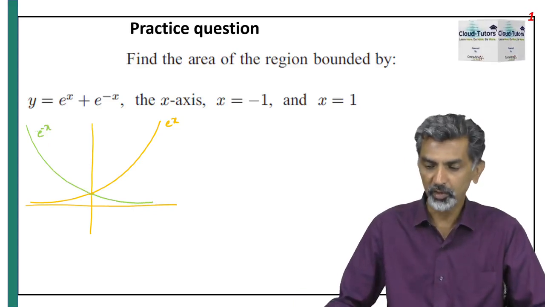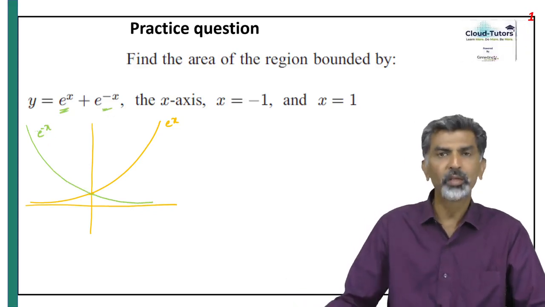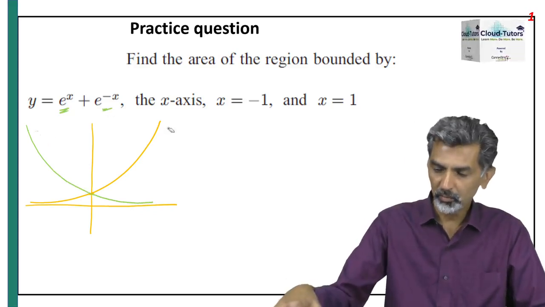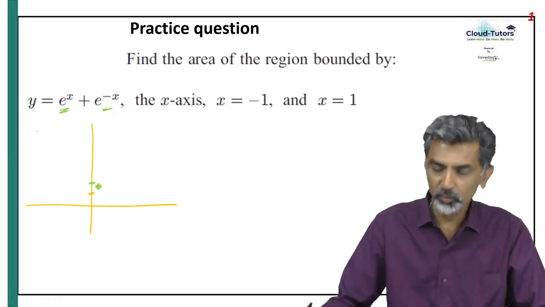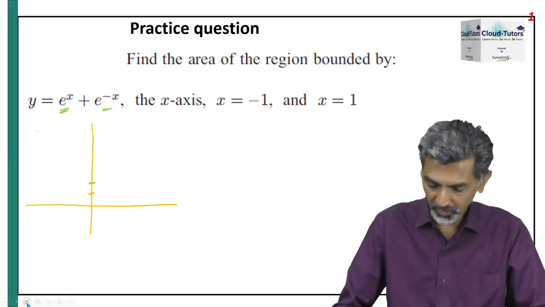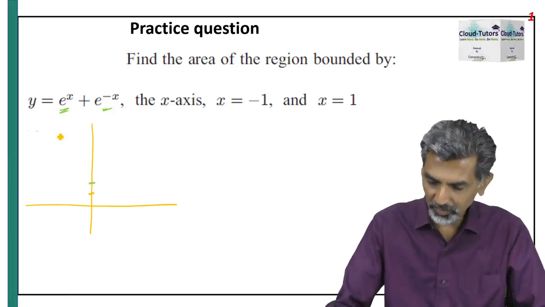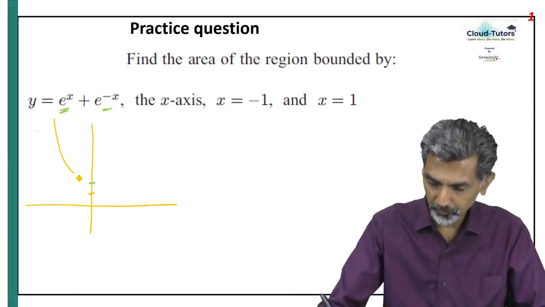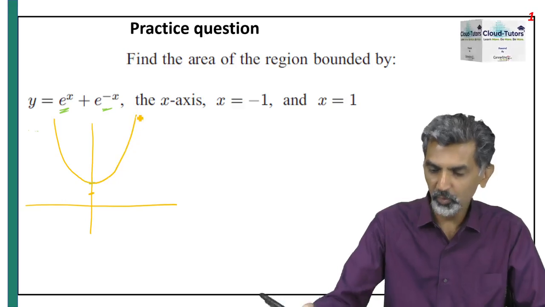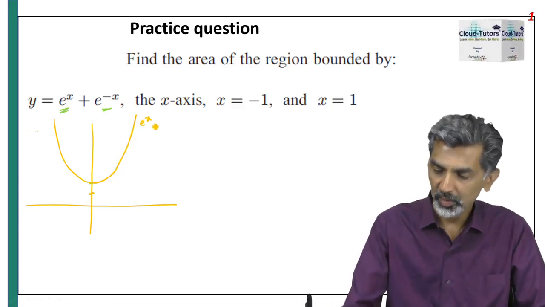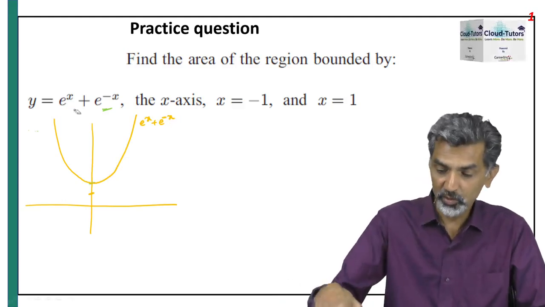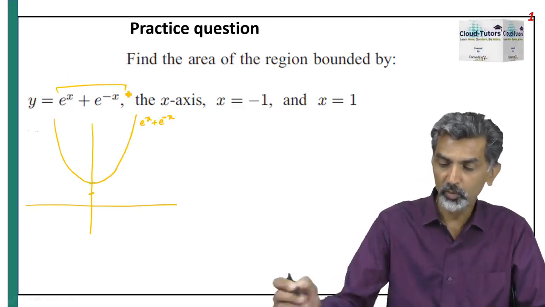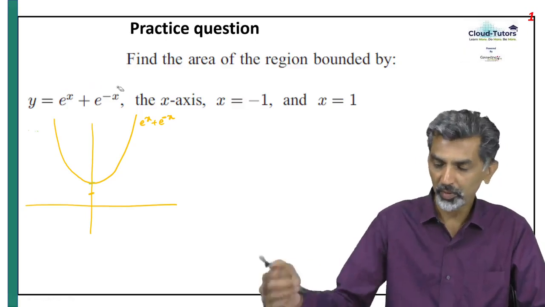This is e power negative x. So these are the two functions. If you add them up, what will they look like? Well, try and imagine what the sum of these two will look like. It will pass through the point y is equal to 2, and it will look something like this. You're adding the two functions, so it's e power x plus e power negative x. That's the rough sketch of the function y is equal to e power x plus e power negative x.